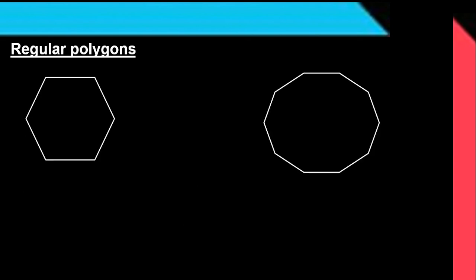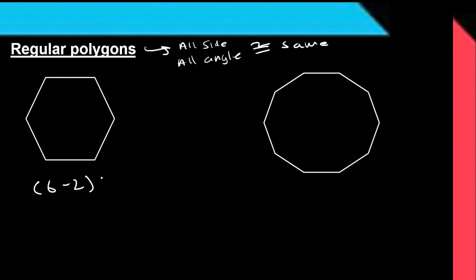What about if we have regular polygons? If you don't know what regular means, it means that all the sides and all the angles are congruent. They are equal in measure. They are the same measure. Let's say we have a regular hexagon, which has 6 sides. I know 6 minus 2 times 180 degrees is 720. So that means all the angles inside, if I add them together, is 720.